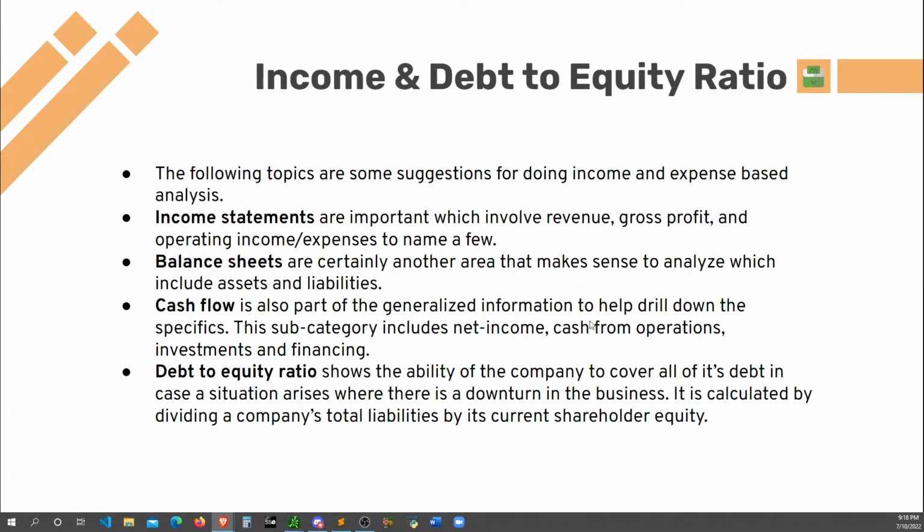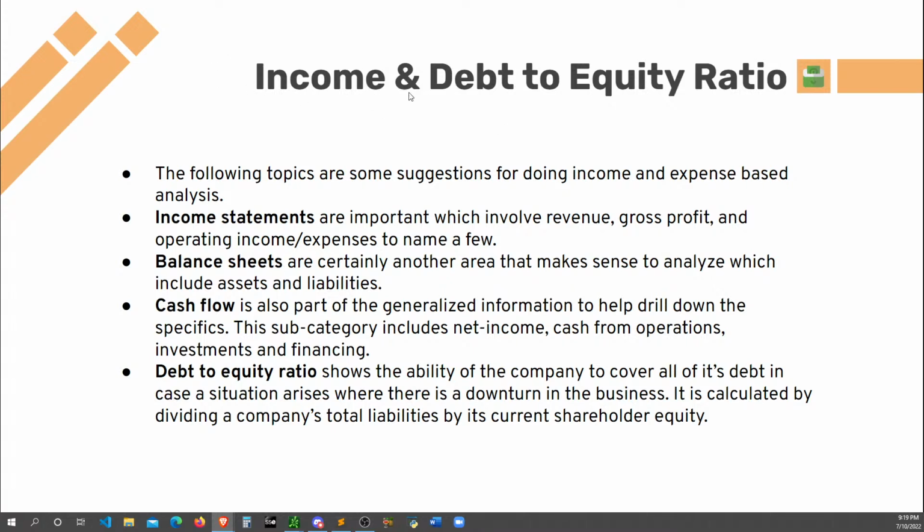That's going to be your income and debt to equity ratio. Income statements, balance sheets, and cash flow are going to give you your income. And then your debt to equity ratio is going to determine how much debt and liability they have compared to their equity. When you look at the ratio, is the equity side higher than the debt? If it is, then that's a somewhat safe investment. Now, it's not to say that if the debt is higher than equity, it's a bad investment. It just means that it's more risky, right?